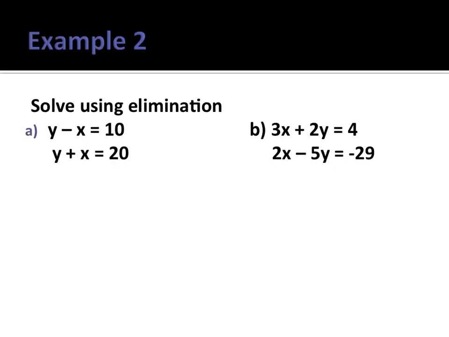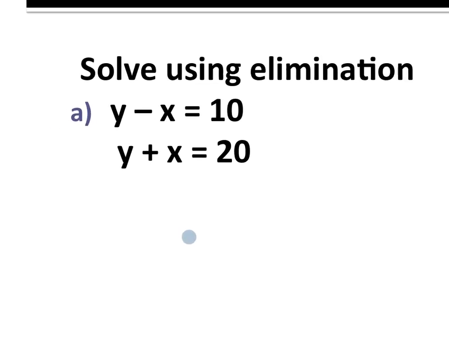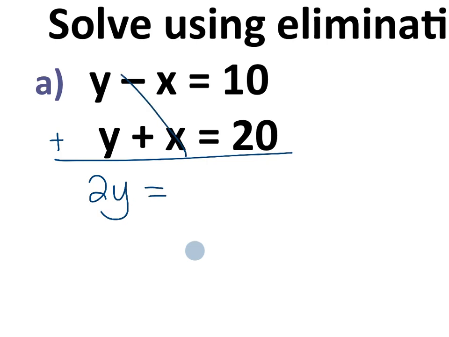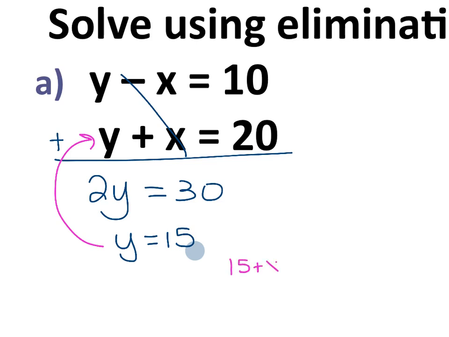All right, example 2, again, same set of instructions, solve using elimination. If we look at A, this time, if I just add these, they're going to cancel out, so I don't even have to do any work. Add the two equations, I get 2y. These are going to cancel, equals 30. Divide both sides by 2. Y is 15. And then take it and plug it back into any of the ones above. So if I plug it in here, 15 plus x equals 20. Subtract the 15 and x equals 5. So my solution is (5, 15).